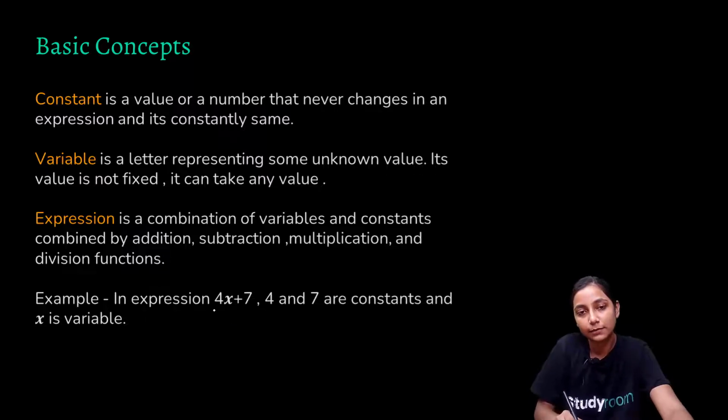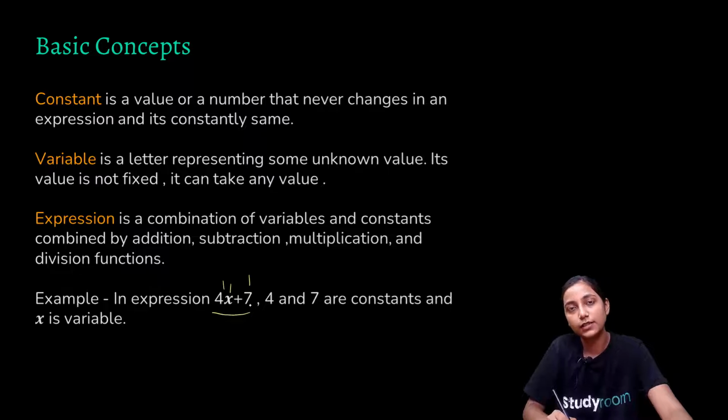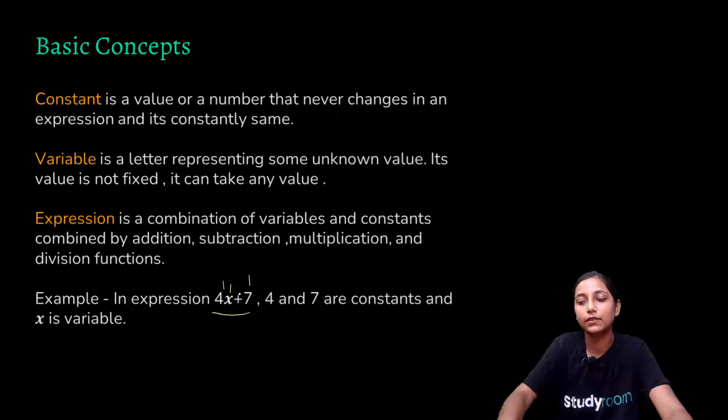So we have taken this expression 4x plus 7. This is an expression because it is a combination of variables and constants together with some mathematical operation. Here it is addition. In this expression 4 and 7 are the constants because their value always remains the same, and x can take any value, therefore x is a variable.